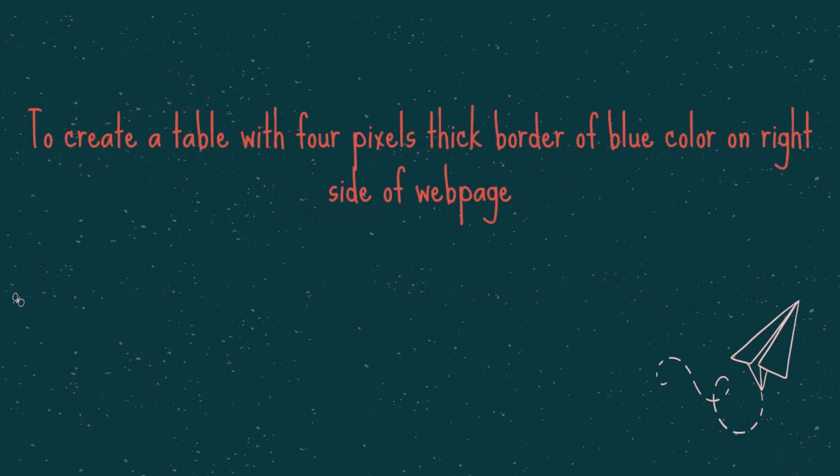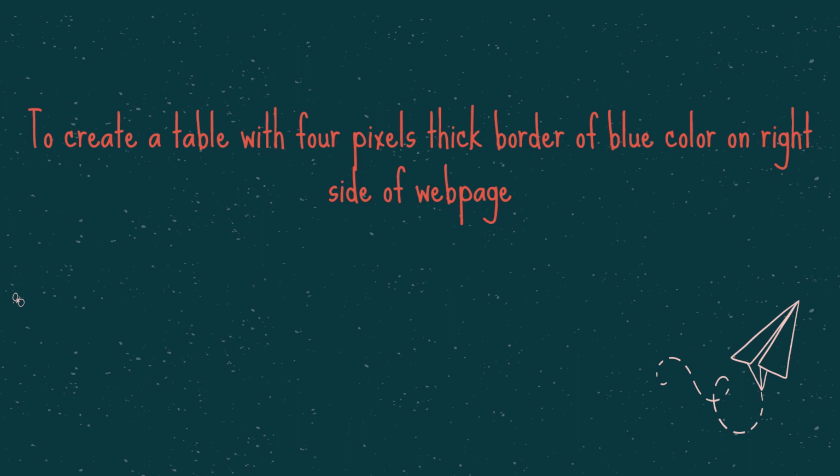Next question is to create a table with 4 pixels thick border of blue color. That means here we are going to create a table with the 4 pixel border. Border color is blue, and on the right side of web page. The table must appear on the right side.